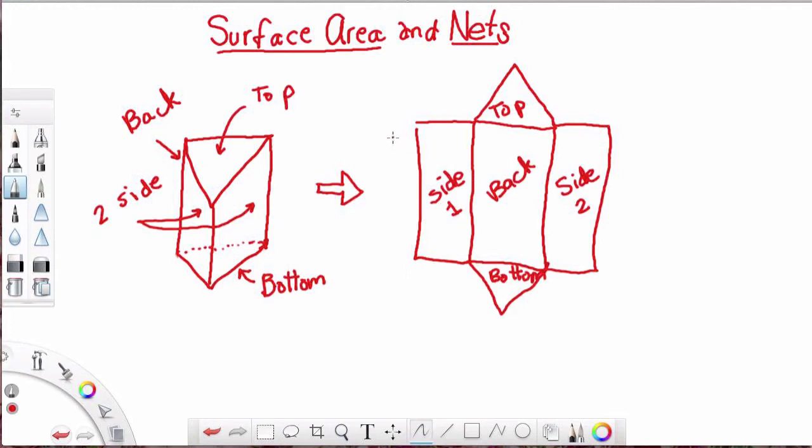So let's say, for example, the length of this face here is 5, the width of this same side of this face is 2, and let's say the width of this face here is 3.